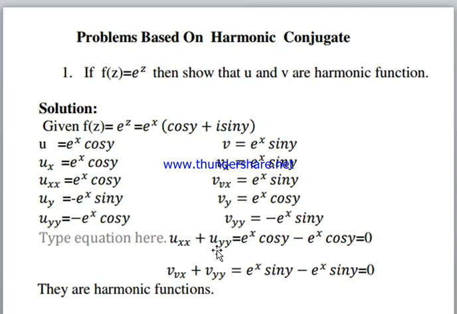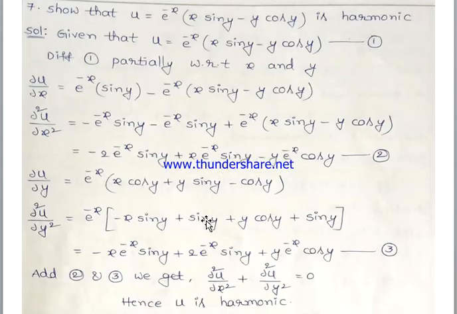Next, going to the harmonic condition, you have to write ∂²u/∂x² + ∂²u/∂y². The u_xx value is e^x cos y, the u_yy value is minus e^x cos y, so the value is 0. Next, the v_xx value is e^x sin y, the v_yy value is minus e^x sin y, so the value is also 0. So that's why, if f(z) is equal to e^z, u and v satisfy the Laplace equation, which means u and v are called harmonic functions.